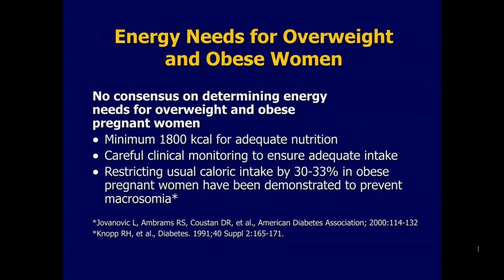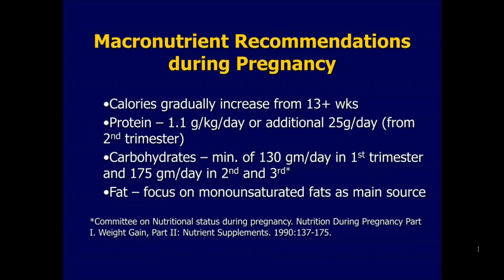Now, the macronutrient recommendations during pregnancy. The calories gradually increase after the first trimester into the second trimester, and the protein needs go up. Recommendations are usually 1.1 grams per kilogram per day or an additional 25 grams from the second trimester. And this is, like I said, again, not a golden standard. You might have to tweak it again based on what's happening at that point with the pregnant woman and the way the baby's growing.